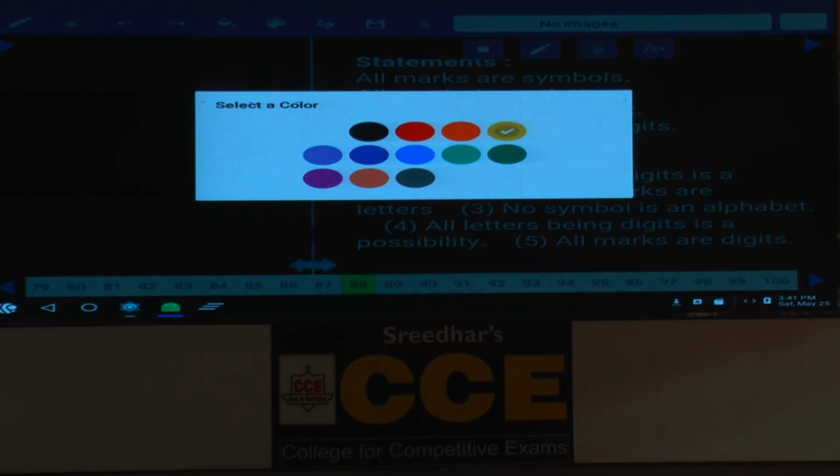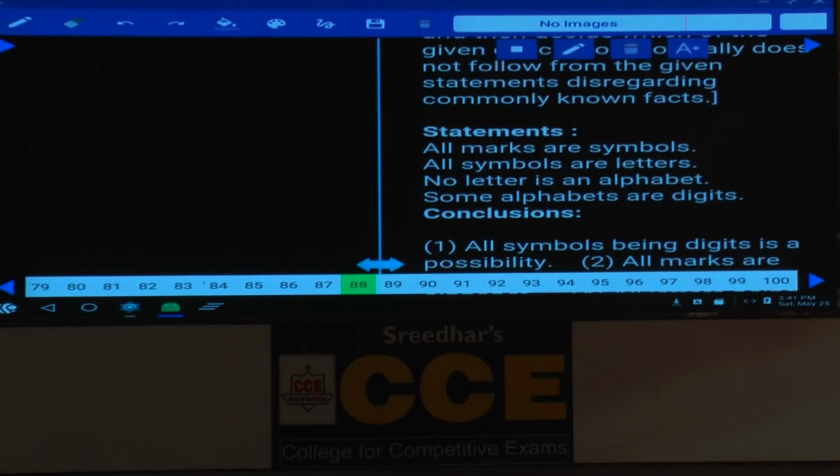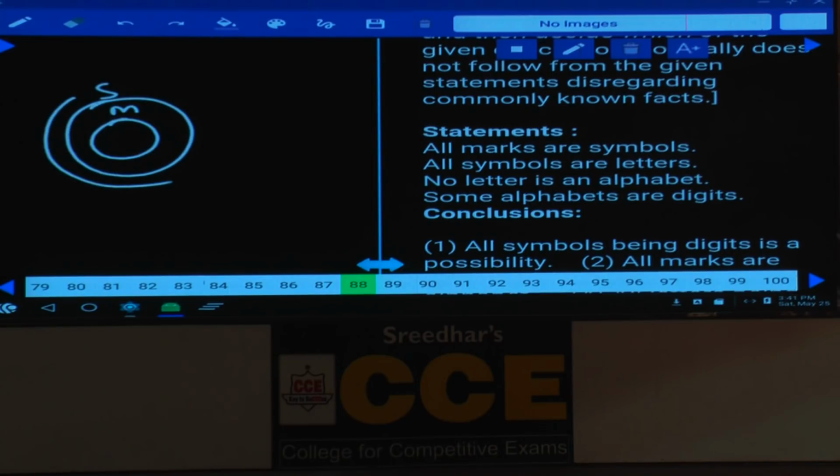Then, all marks are symbols and these are the marks which are symbols. All marks are symbols. All symbols are letters. And no letter is an alphabet. No intersection between these two. And next one, some alphabets are digits. Some alphabets. This is the diagram.